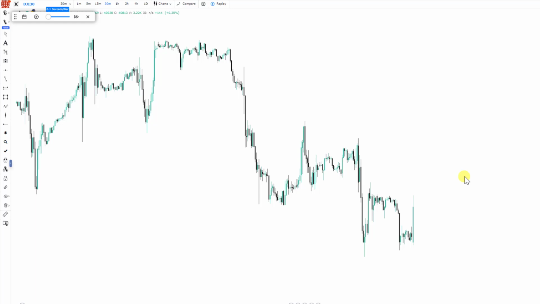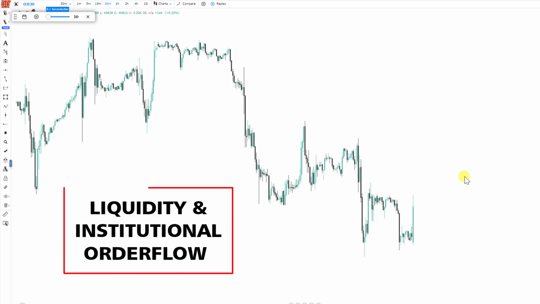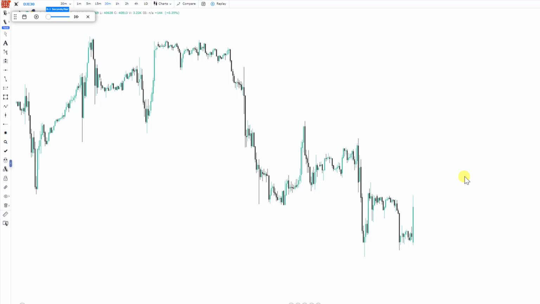Now, I said we will be covering liquidity and institutional order flow, and I believe you already understand what these concepts mean in the markets. If you've been following me for a very long time, you understand these concepts, but don't panic if you're just hearing it for the first time, because I will throw more light on these concepts before we jump straight into the main content of today's lesson.